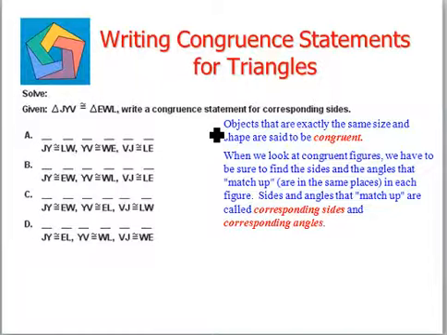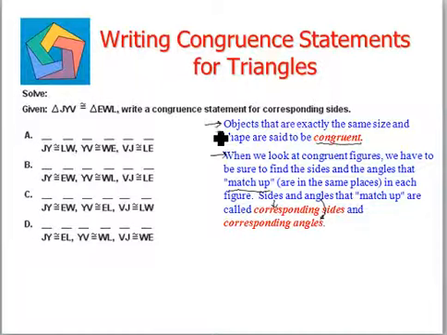So we start reading from here. Objects that are exactly the same size and same shape are said to be congruent. When we look at congruent figures, we have to be sure to find the sides and the angles that match up. That is, that are in the same places in each figure. Sides and angles that match up are called corresponding sides for the sides, while for the angles they are known as corresponding angles.